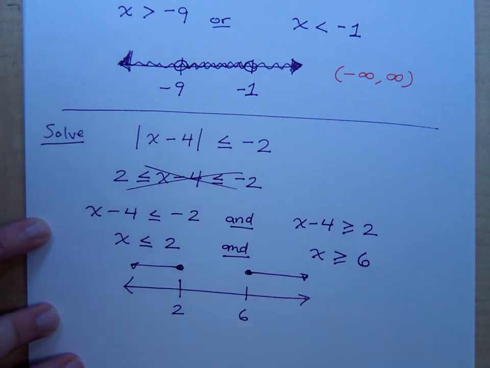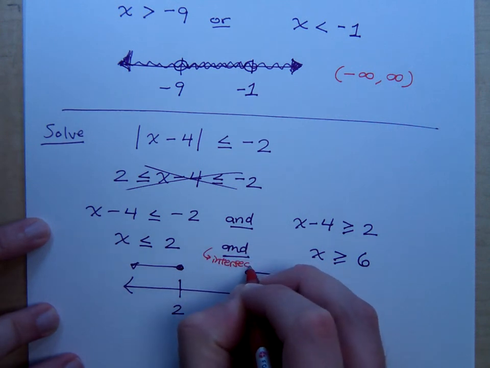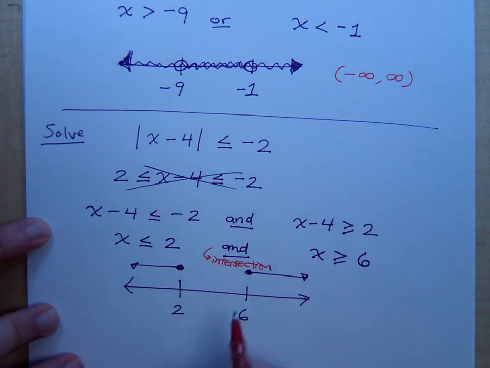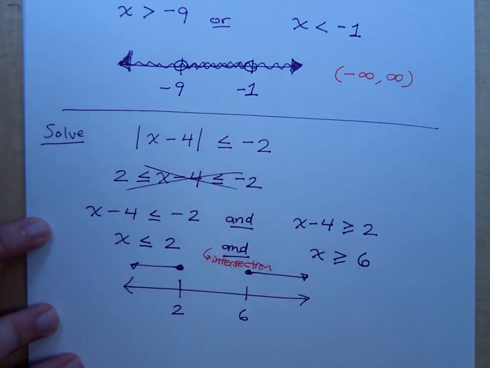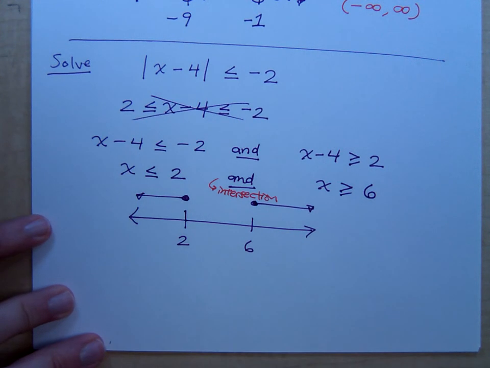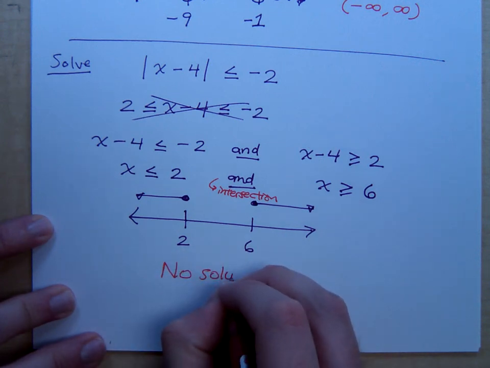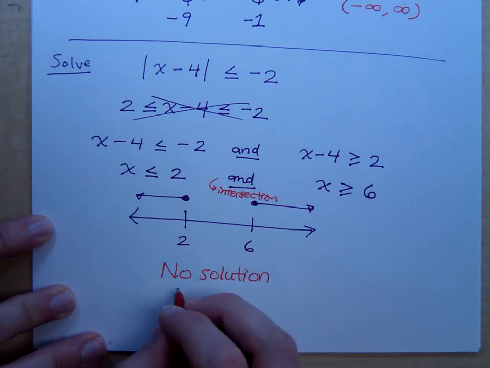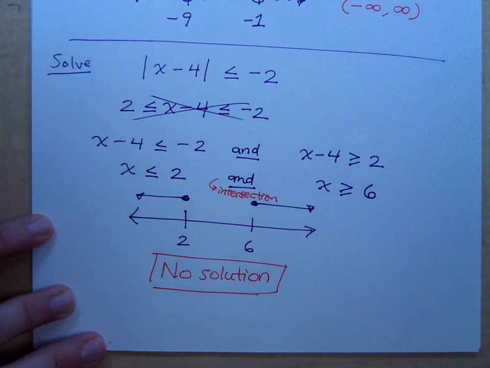What does the word and mean? Where do these guys intersect? They don't. When will a positive result be less than a negative number? Never. So what would you say here? Since we're talking about solving and we want some kind of response related to the word solution, here that means there is no solution. Any questions about these?